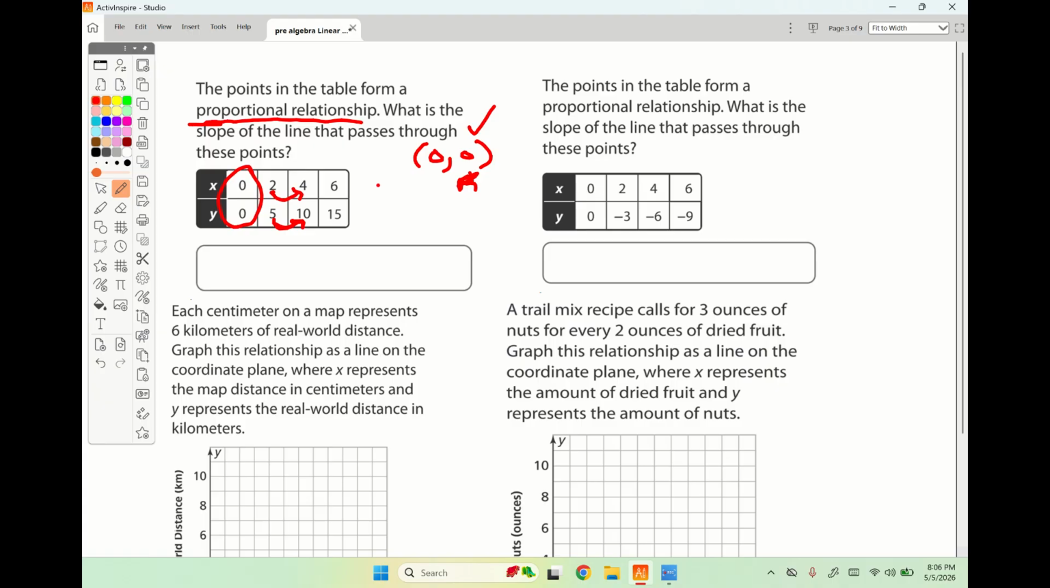Same thing on this side, but here from 0 to negative 3, it went down by 3. So we put negative because it went down. And then from 0 to 2 on the x, it went up by 2. So this slope is negative 3 over 2. Still proportional, because it goes to the origin.